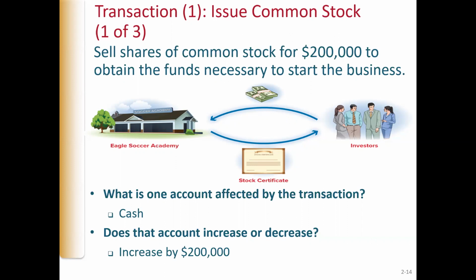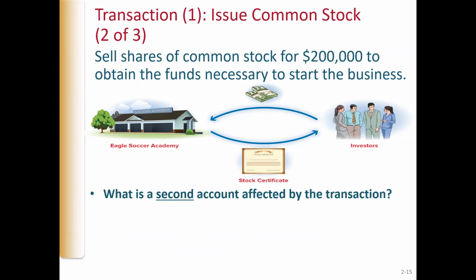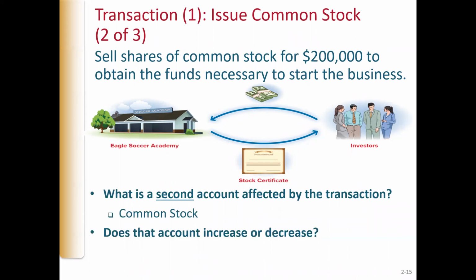So guys, in this transaction, we sold common shares of stock for 200,000. We know one account that was affected is cash and it increased. Can you think of another account that was affected by this transaction? Common stock. Yes, common stock was affected by this transaction and it also increased by $200,000.